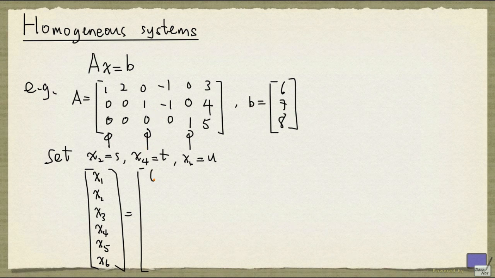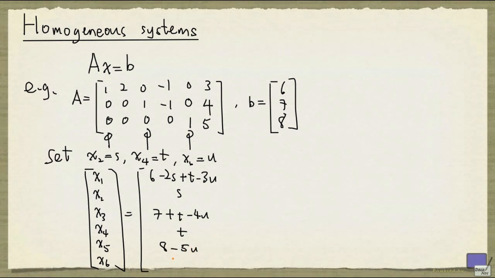So x1 will be 6 minus 2s plus t minus 3u. x2 is s. x3 is 7 plus t minus 4u. x4 is t. x5 is 8 minus 5u. And x6 is u.